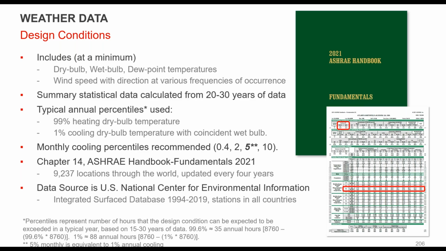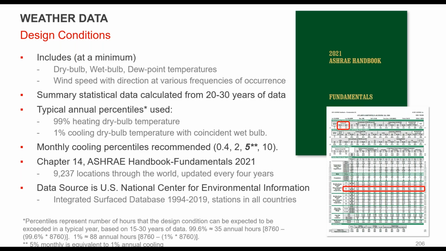So what happens in the design conditions, they are percentiles of data, and a percentile is nothing more than a number of hours that the design condition can be expected to be exceeded, based on how many years of data. So if we're looking at 1%, that's 88 hours a year that you might expect the temperature to be above that.